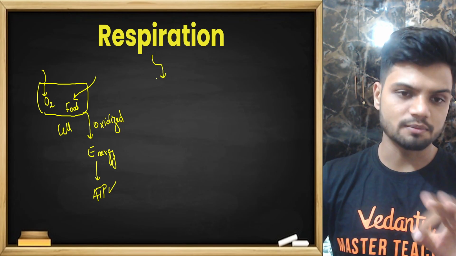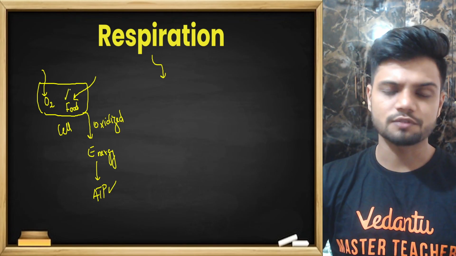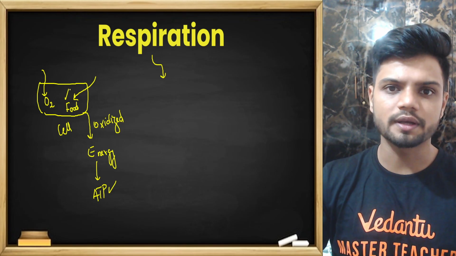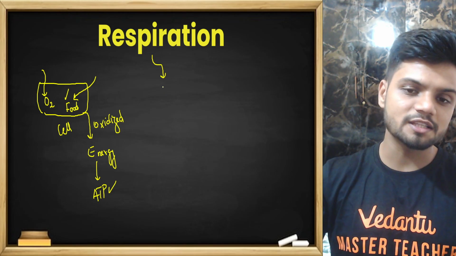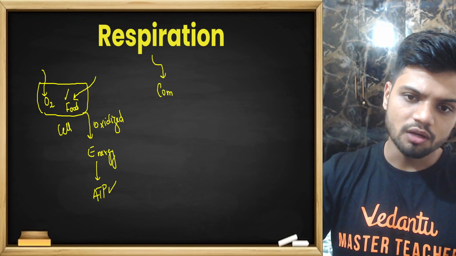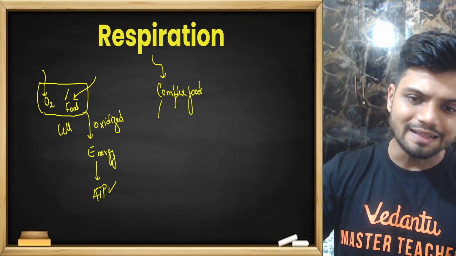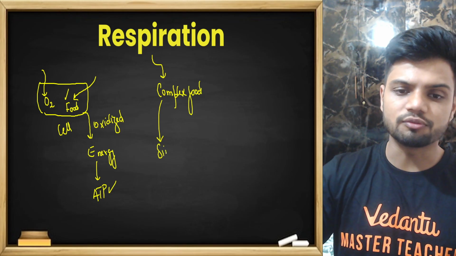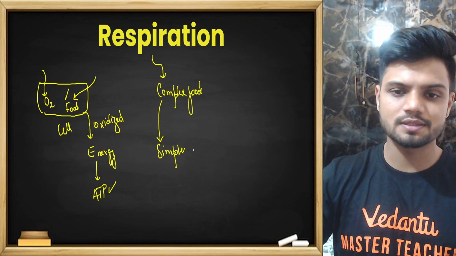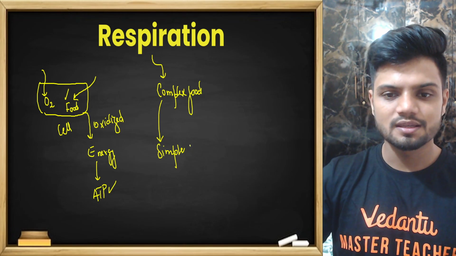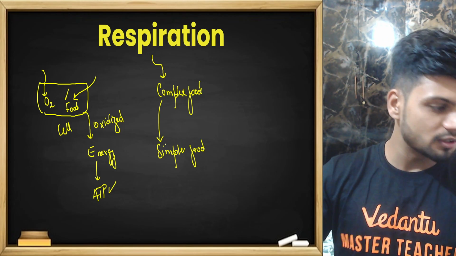The definition of respiration is very simple. Now, whatever food you eat, is it simple or complex? You tell me that first of all. It is complex: carbohydrates, lipids, proteins. So, what is happening in respiration? In respiration, complex food is getting converted to simple food, monosaccharides, amino acids, fatty acids. Complex food is getting converted to simple food.